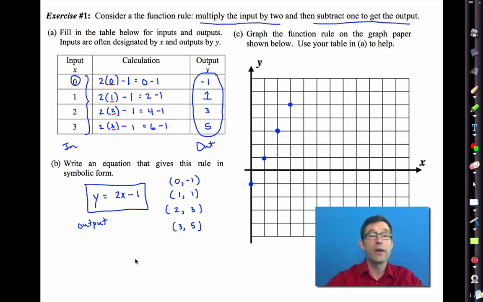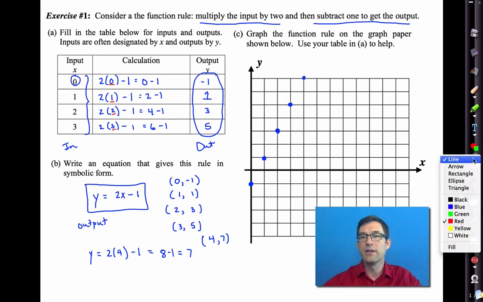We could keep going, right? If we wanted the output for an input of 4, just to see if we could fill it up, that would be 8 minus 1 or 7. So we'd get (4, 7), which would be right here.